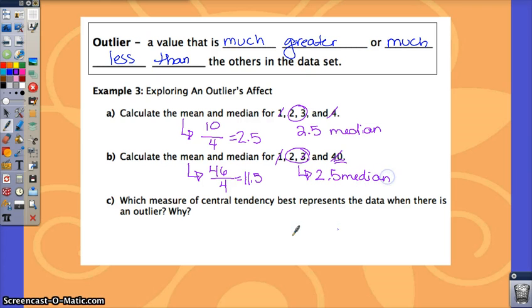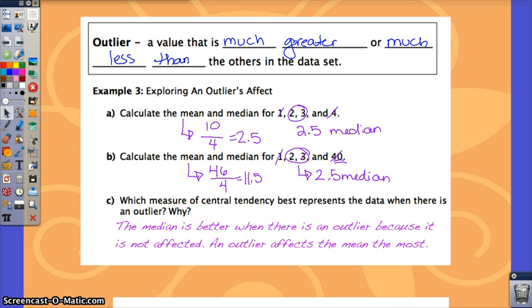So did you explain which measure of central tendency best represents the data when there's an outlier and why? You can see that when there's an outlier, the mean is really affected. So the median is better when there is an outlier because it is not affected. An outlier affects the mean the most. If the value is much larger, it's going to pull that mean up like we see here. Whereas if the value is much smaller, it's going to pull that mean down from where the center of that data really is. So you may want to go with the median as the best representation if there is an outlier.